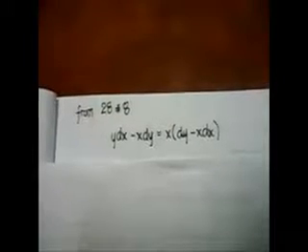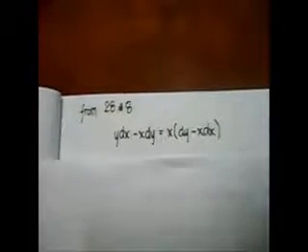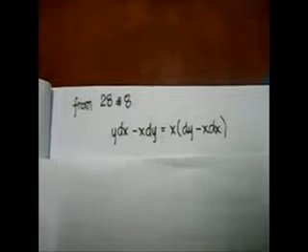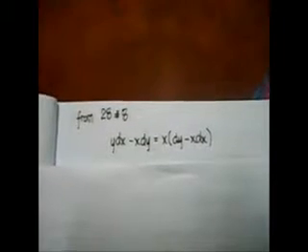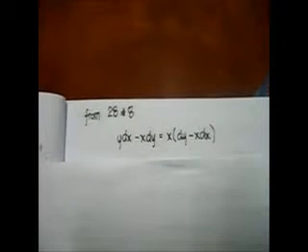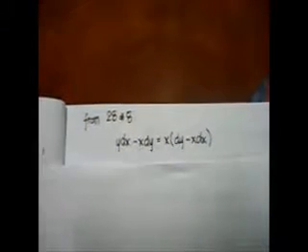So the first problem that we are going to solve is from page 28, number 8. Given this equation, y dx minus x dy is equal to x times the quantity of dy minus x dx. We are asked to solve this differential equation, either separable, exact, homogeneous, linear or Bernoulli's, in the most convenient way we can.